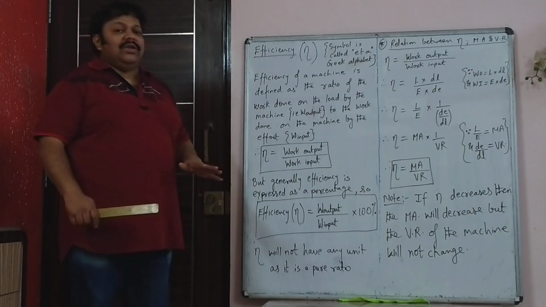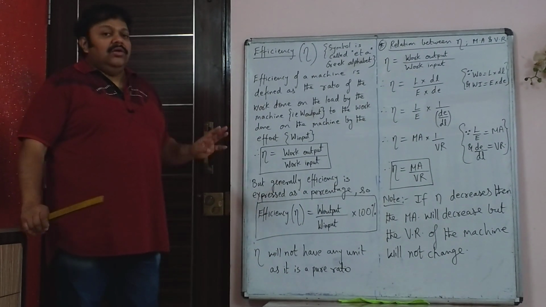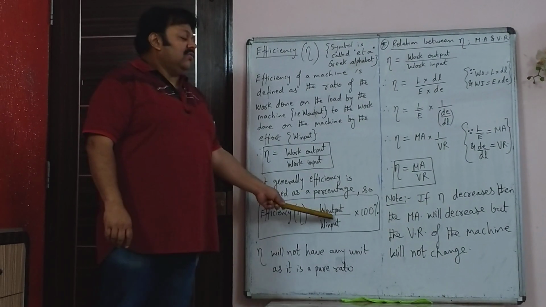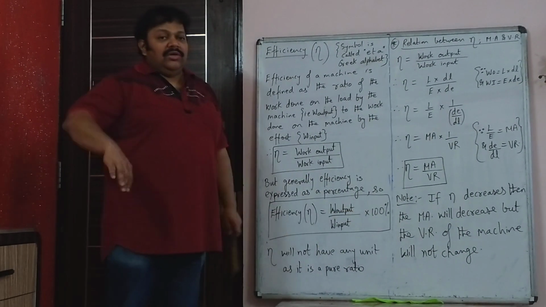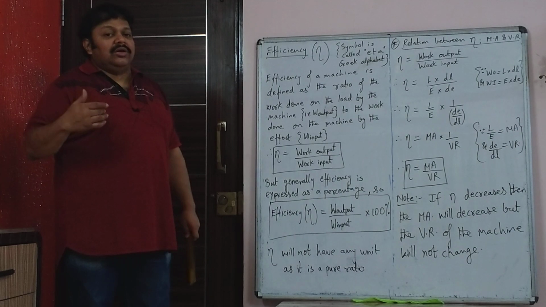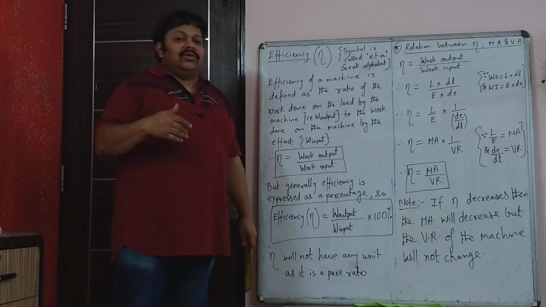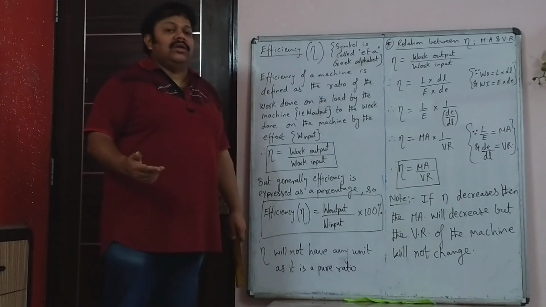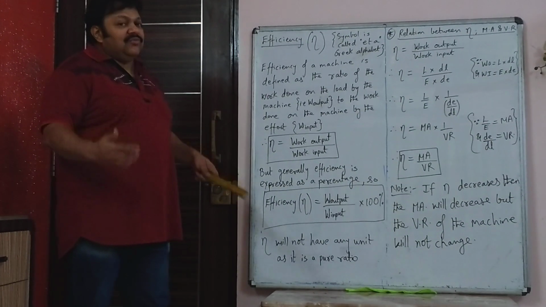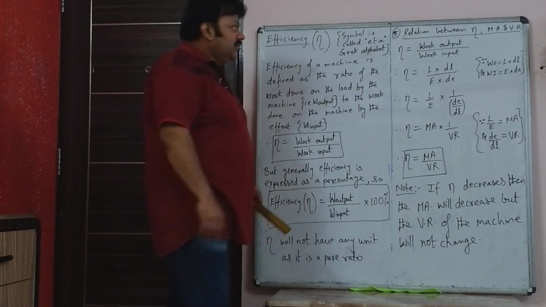Normally the efficiency of any machine will be less than 1. If this value is 1, then it is 100%. The efficiency of no machine can be greater than 1, because the output cannot be greater than the input, as there will be some friction and some loss of energy.